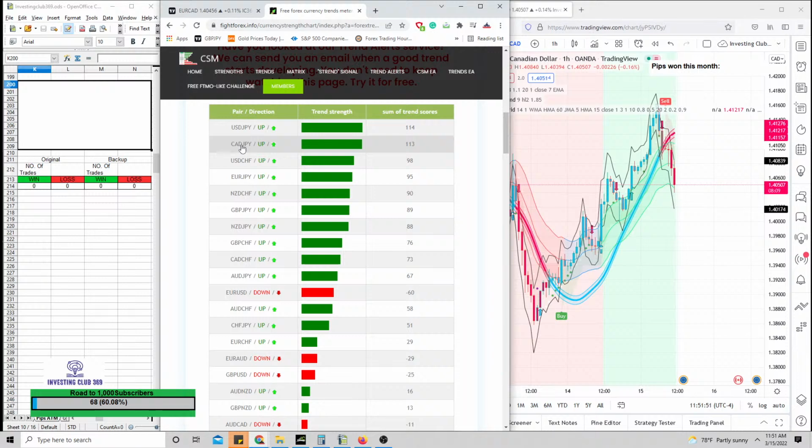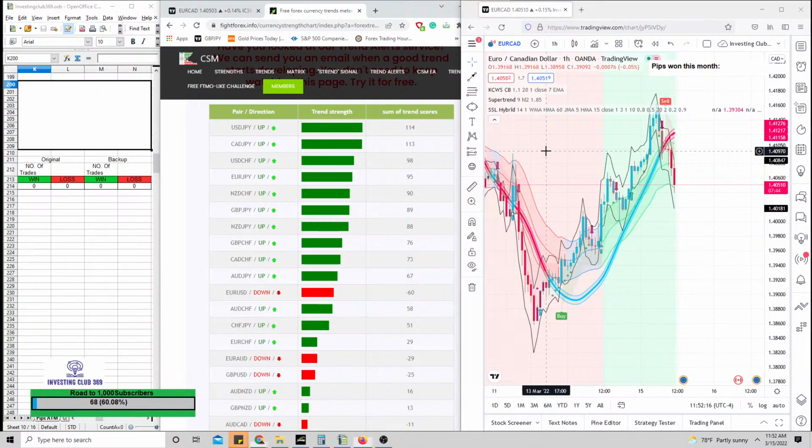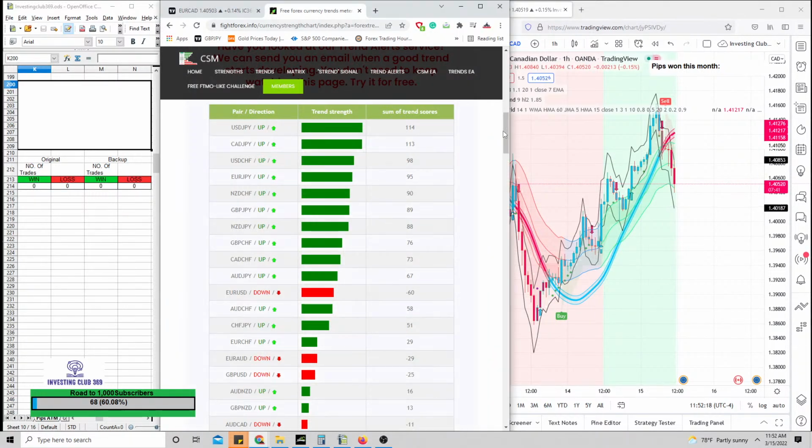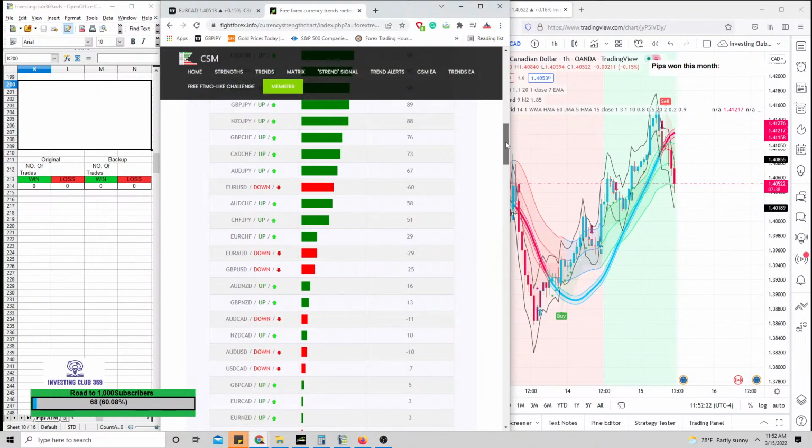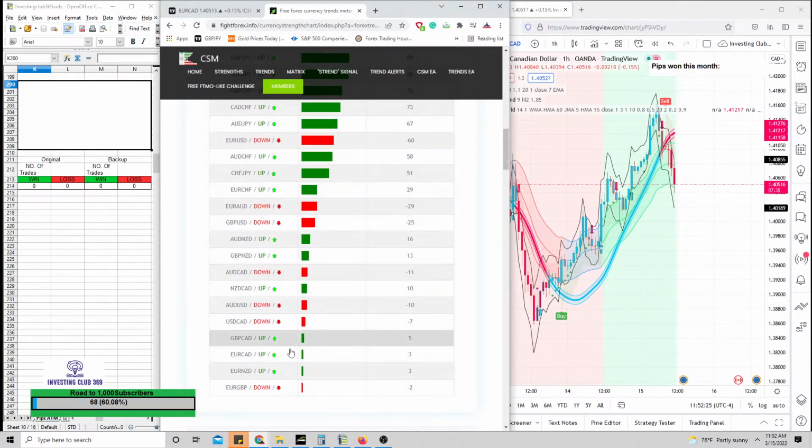But look, CAD JPY is really strong. The USD, Swiss, Euro JPY, NZD, Swiss, GBP JPY. They're all doing a strong uptrend. Everything is trending up right now. The Canadian, the Euro Canada, let's see, where is it? Euro CAD, it's right here. Look, as you can see, it's not really strong right now.